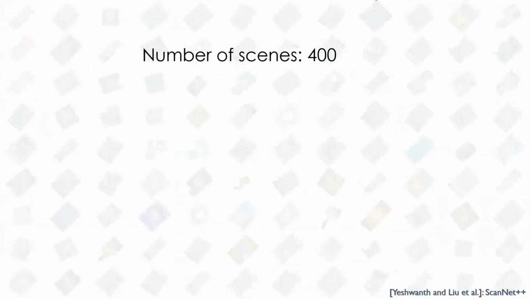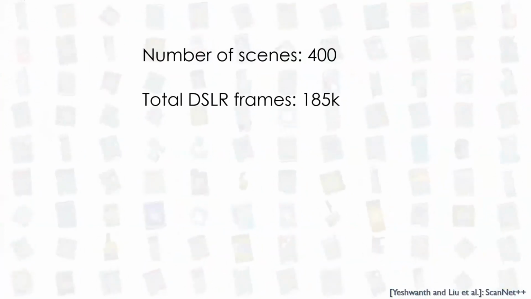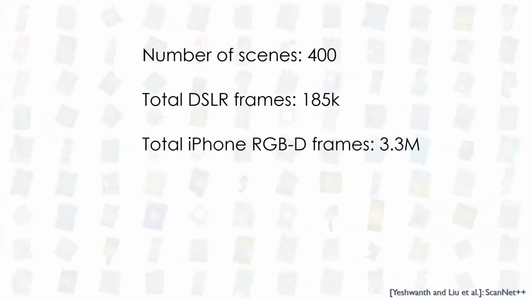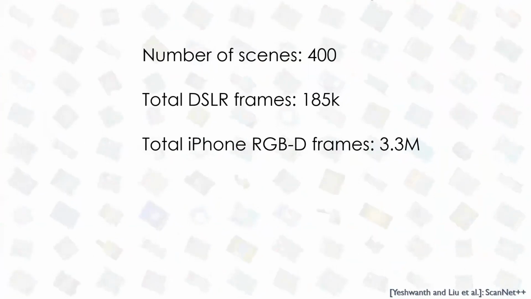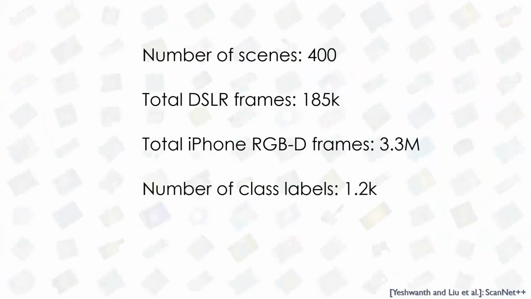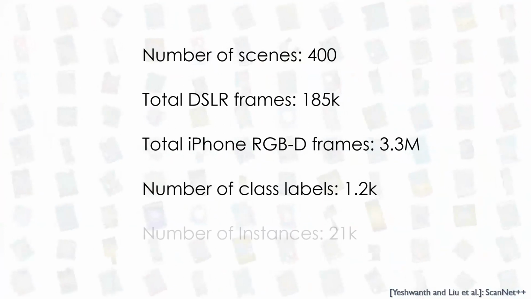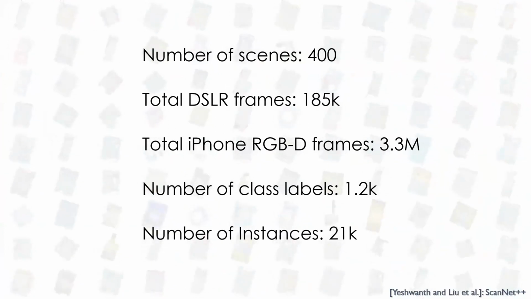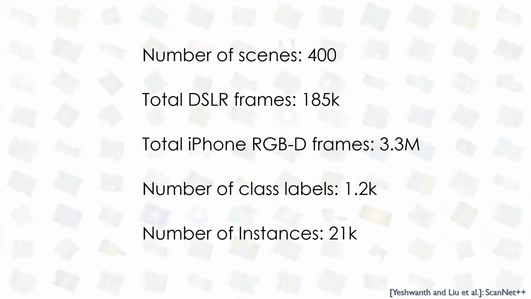So this is an ongoing effort of ours. We're looking at capturing a large enough set of scenes to start to learn general priors. That's currently at 400 and counting. In terms of the RGB frames, for DSLR we have about 200,000, 3 million for iPhone frames, and a large number of class labels for all of the objects and instances.